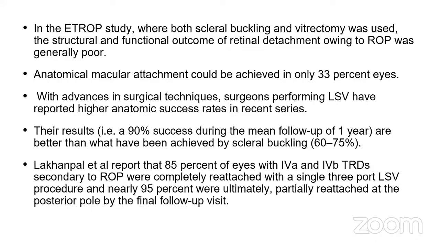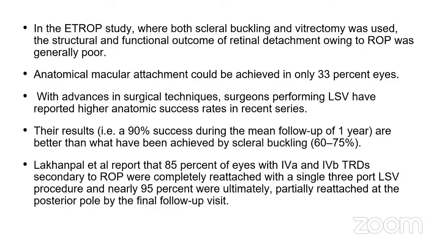So in the ETROP study, where both scleral buckling and vitrectomy were used, the functional outcome of retinal detachment was generally poor. Anatomical macular attachment could be achieved in only 33 percent. With advances in surgical techniques, surgeons performing lens sparing vitrectomy have reported higher anatomical success rates in recent series. Around 90% success rate is found.